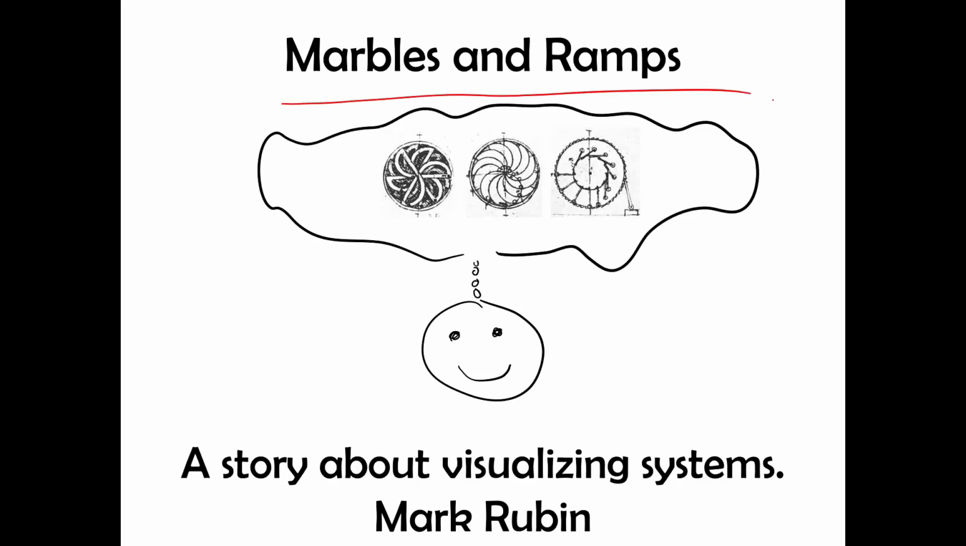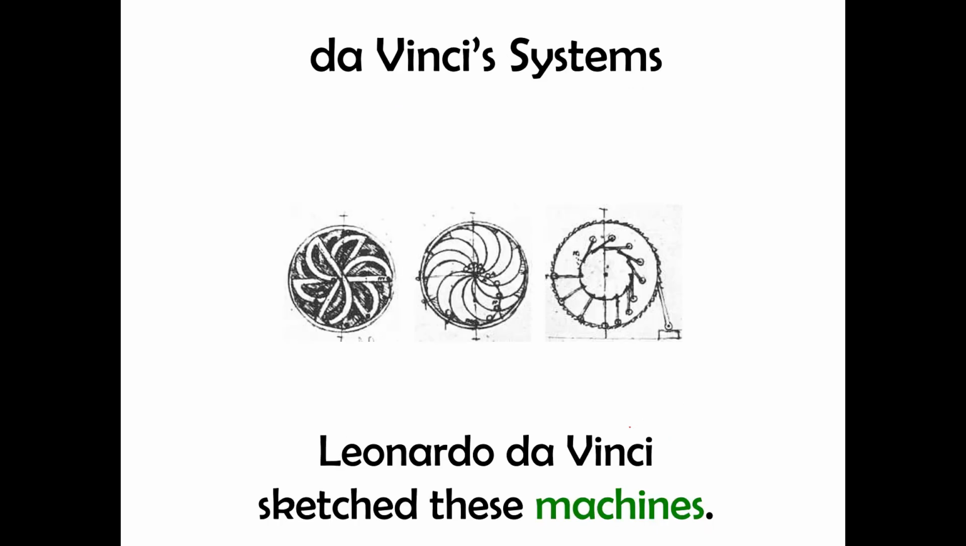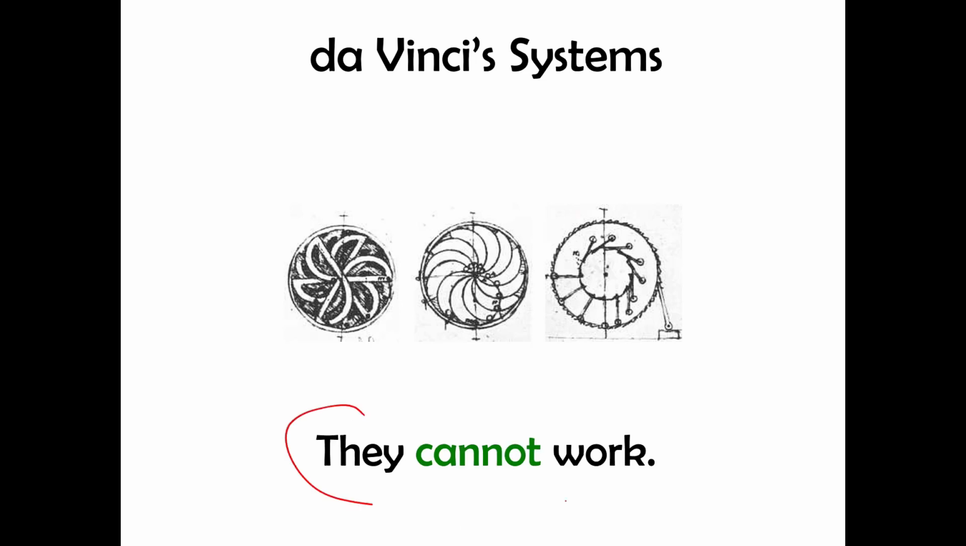Marbles and Ramps, a story about visualizing systems by Mark Rubin. Leonardo da Vinci sketched these machines. They cannot work. It is not possible to make a machine that can spin around forever.